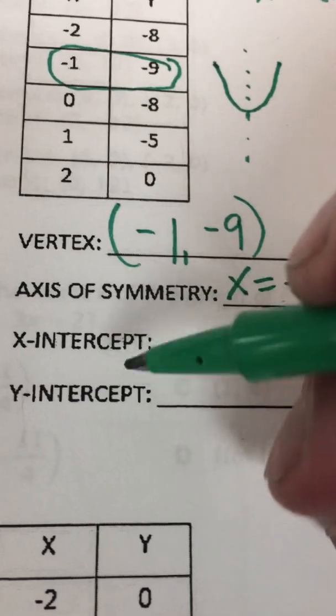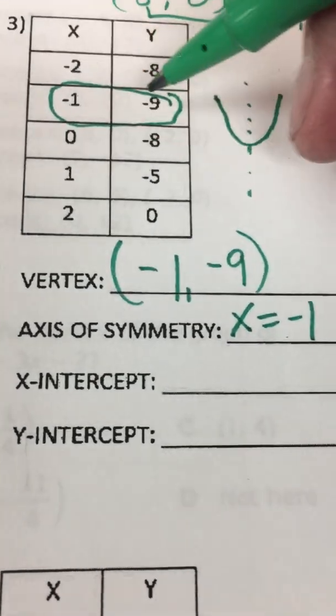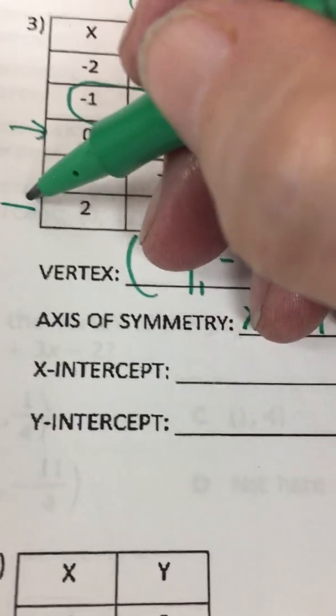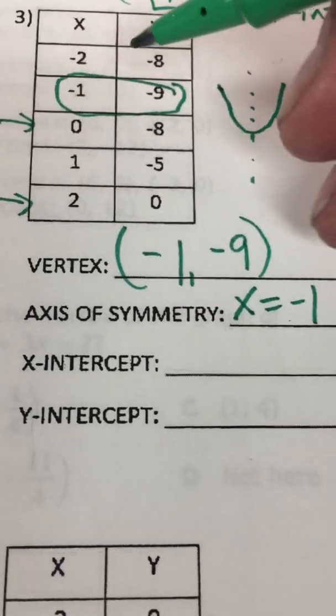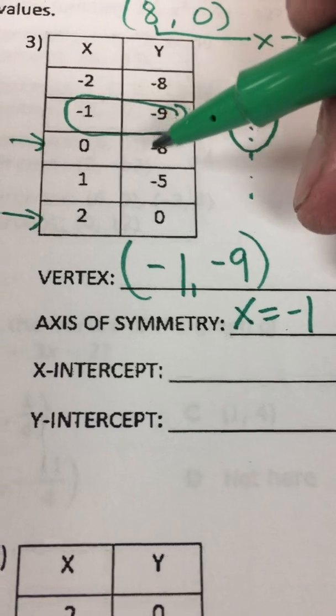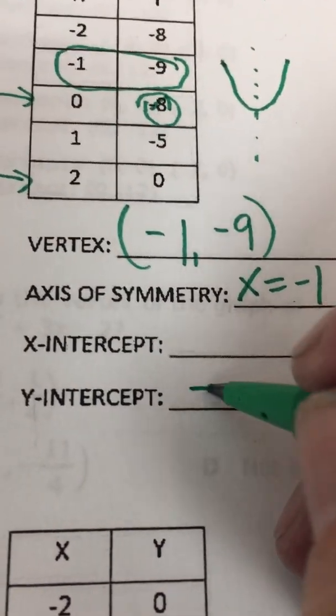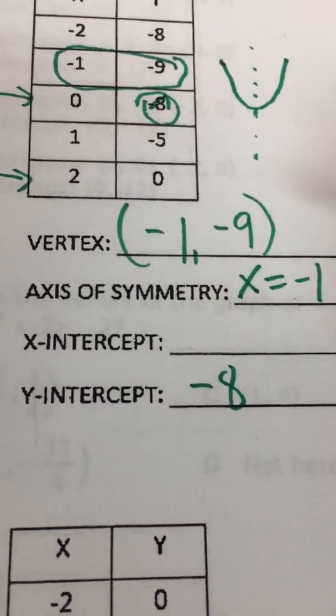X-intercepts and y-intercepts. Intercepts always have what number in them? A 0. This one has a 0, not a 0. This one has a 0. So all we have on here, let's see, this is a y-intercept. Oops. So this is crossing at negative 8, so my y-intercept is negative 8. That's where it's crossing the y-axis.